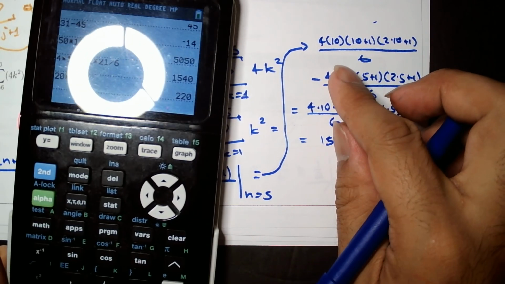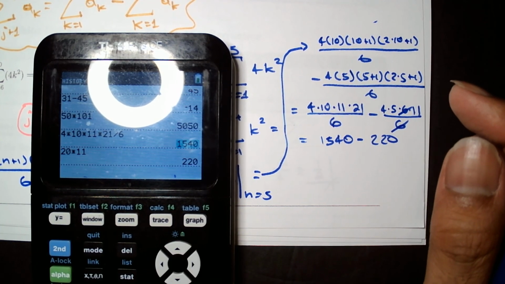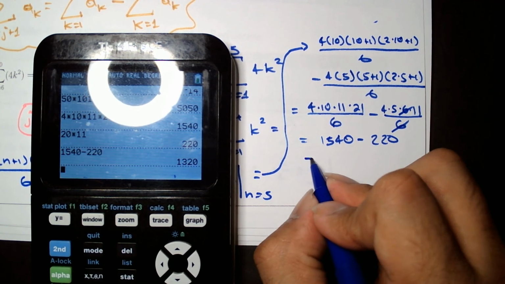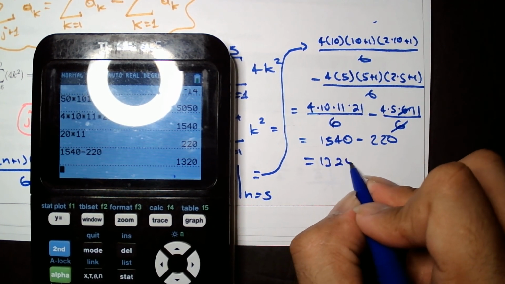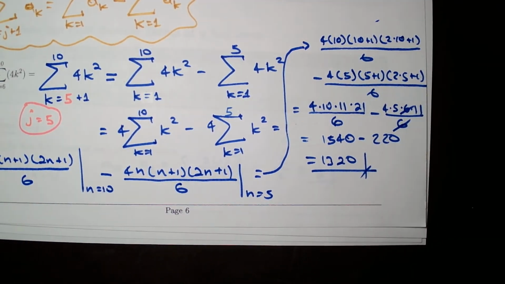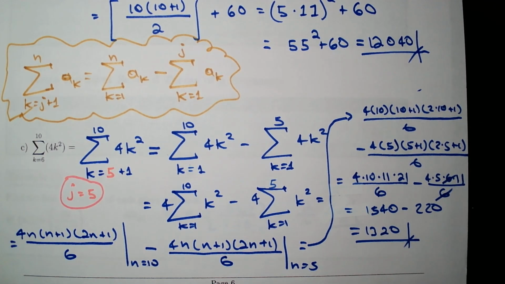And then 1540 minus 220 is 1320. And that's the final answer. This is a good place to quit, and this is the end of this section. I'll see you in the next video.